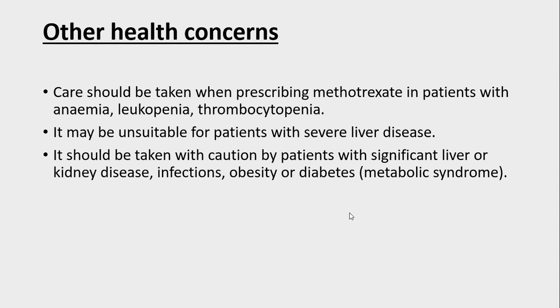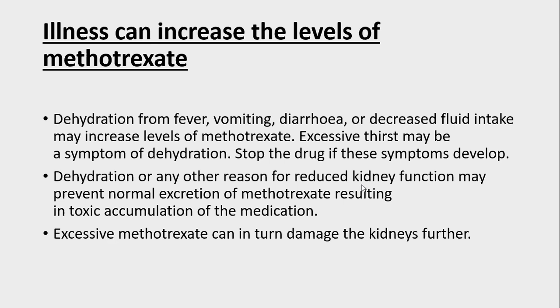Other health concerns. Care should be taken while prescribing methotrexate in patients with known anemia, leukopenia, or thrombocytopenia. It is unsuitable for patients with severe liver disease and should be taken with caution in patients with significant liver or kidney disease, infections, obesity, and diabetes, particularly in metabolic syndromes. These illnesses can increase the level of methotrexate.